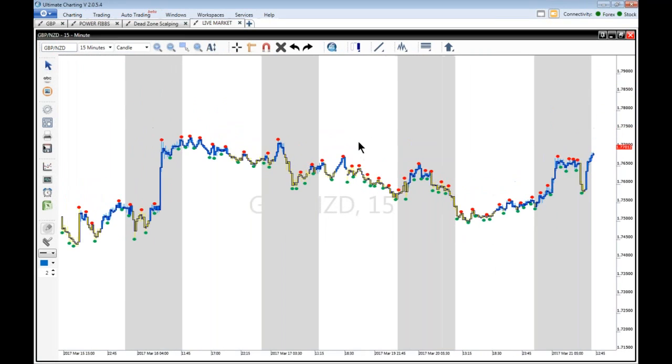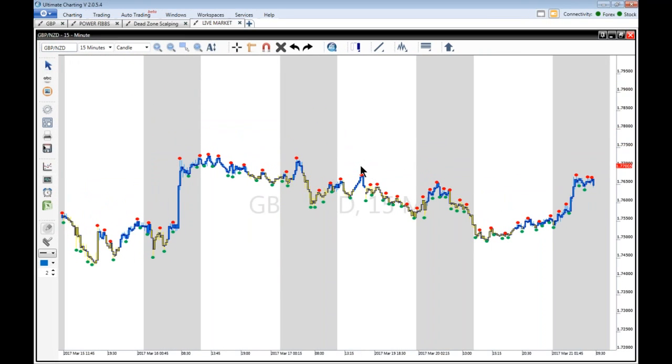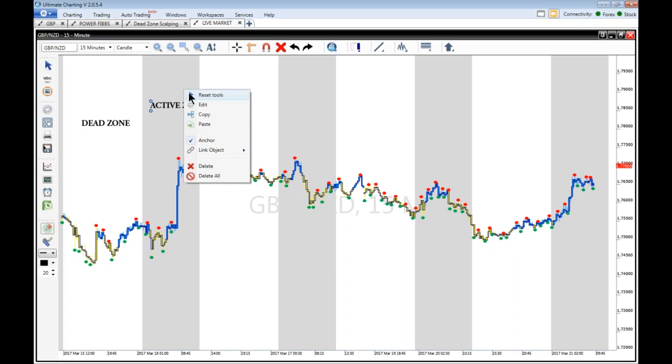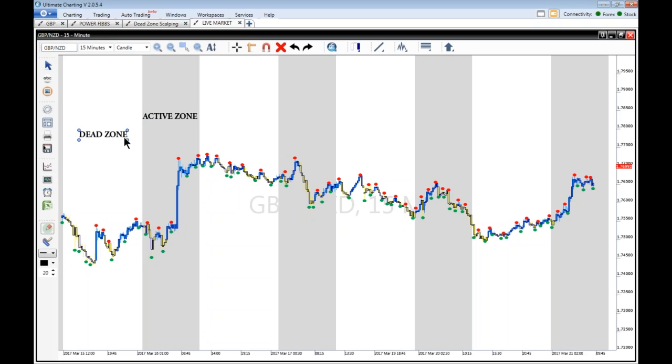Okay. Just so you know, what you're seeing here is the following. You're seeing the markets in the dead zone as the white bars, and the active zone with the gray bars. So automatically, when you open up your charts, you're getting each zone separated so you can visually see it moving forward.